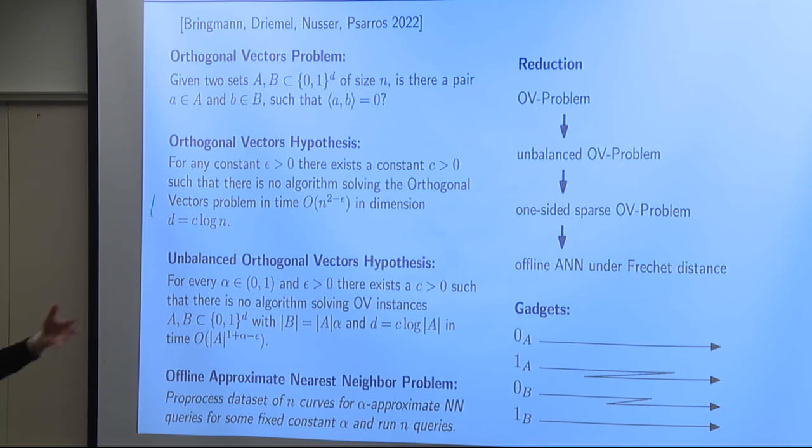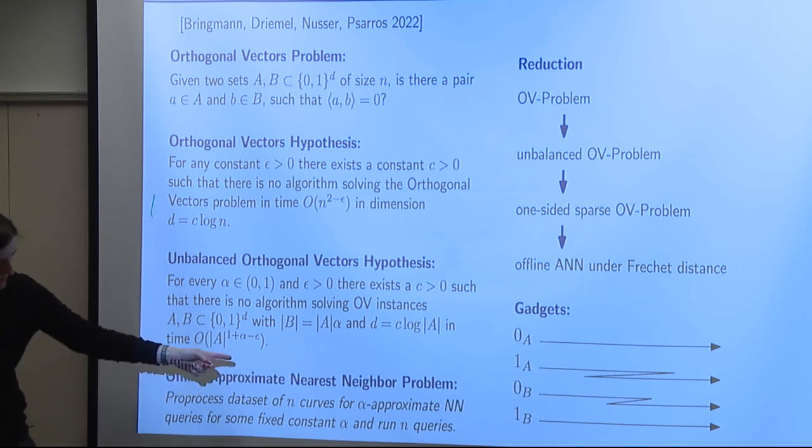How do we apply this? We look at the offline approximate nearest neighbor, near neighbor problem actually.